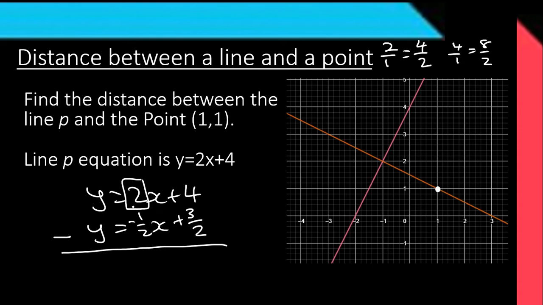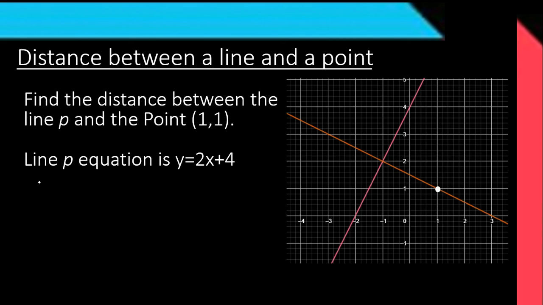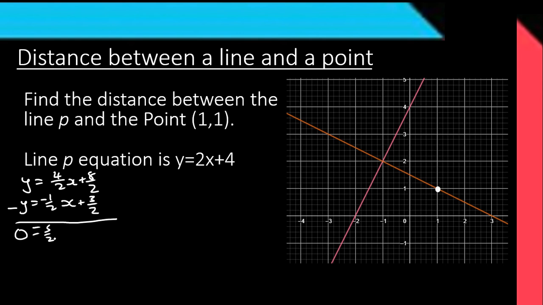So I'm going to rewrite my equation now. So y = 4/2 x + 8/2, and y = negative 1/2 x + 3/2. So I'm going to subtract them from each other. So y minus y is 0. 4/2 minus negative 1/2 will change to a plus. That becomes 5/2 x. And then 8/2 minus 3/2 is going to become 5/2.